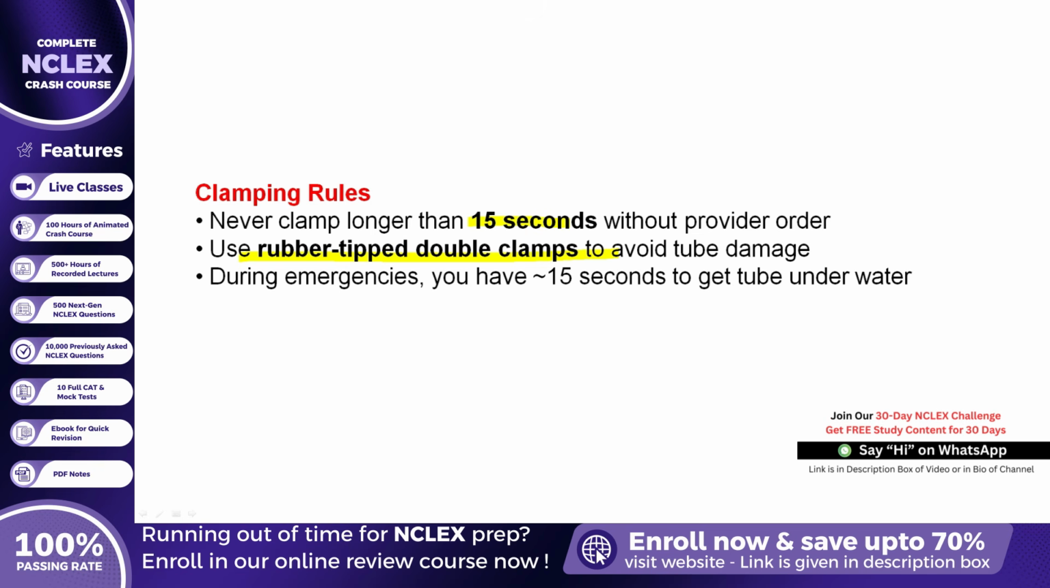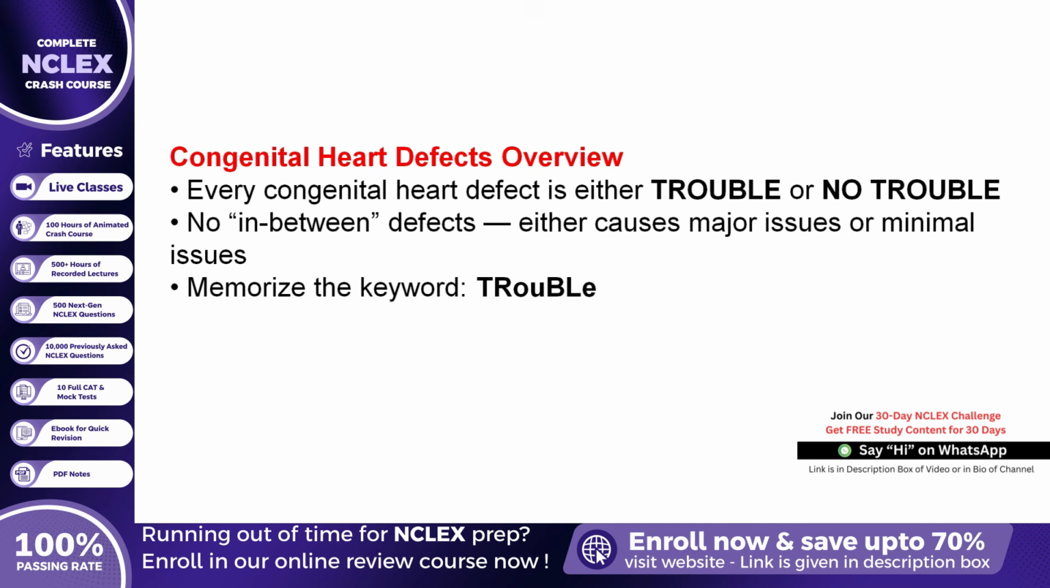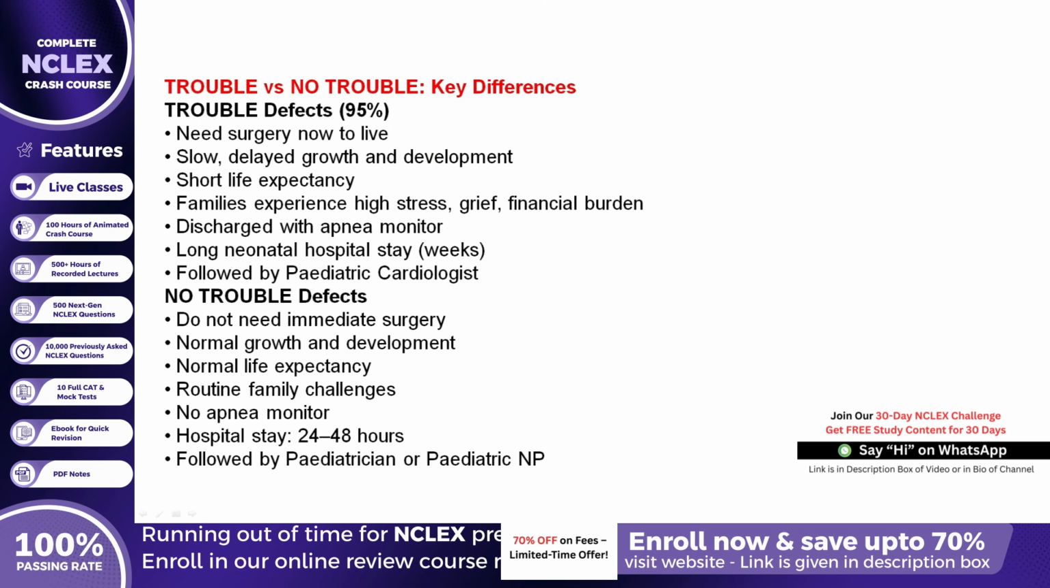Moving into congenital heart defects, every congenital heart defect is either classified as trouble or no trouble. There are no in-between defects because each one either causes major issues or minimal issues. And the easiest way to remember this concept is to memorize the keyword TROUBLE. Now let us compare the key differences, beginning with trouble defects, which make up 95% and require surgery now in order for the child to live.